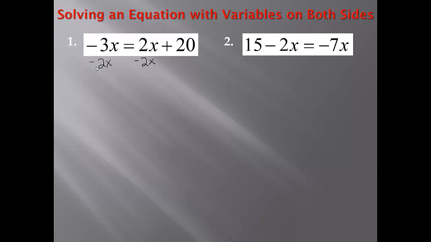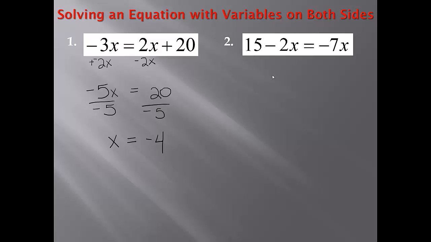And negative 3x minus 2x would be negative 3x plus negative 2x, which is negative 5x. And that would then be equal to 20. Now we need to get x by itself, so we can do that by dividing by negative 5. We need to do that on both sides. And negative 5 divided by negative 5 is 1, so we just have 1x or x. And 20 divided by negative 5 is negative 4. So x equals negative 4.